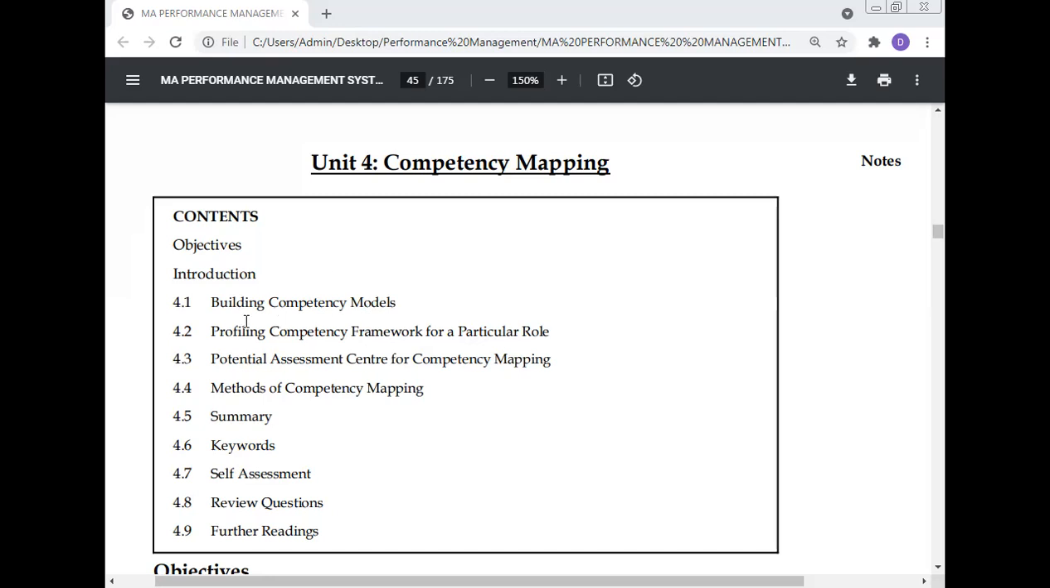He will discuss today the objectives, introduction, building the competency models, profiling the competency framework for a particular role, and the potential assessment center for competency mapping. Then the methods of competency mapping: what the different methods are, what to adopt for competency mapping in an organization, and how to get advantage of the different methods. Summary, keywords, self-assessment, review questions, and further readings are given there.